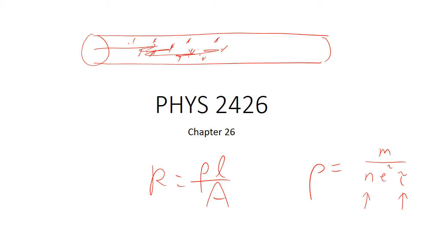increase the likelihood of a collision, which means as temperature increases, the mean free collision time decreases. So if the mean free collision time decreases, then clearly the resistivity increases and the resistance increases. So the resistance increases with temperature.